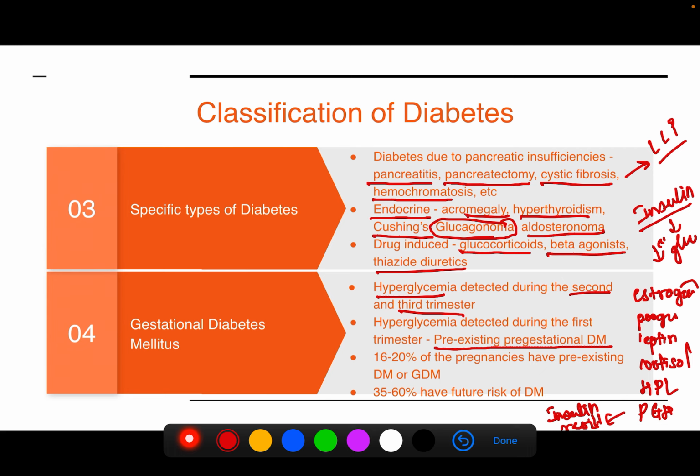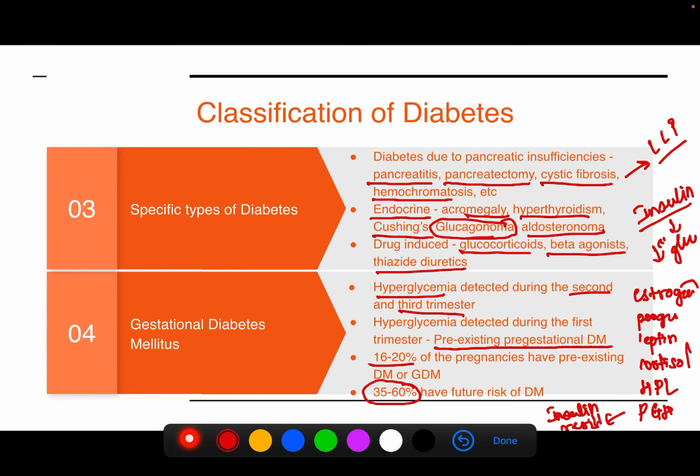Okay. 16 to 20% of the patients have pre-existing diabetes mellitus, or they eventually develop gestational diabetes mellitus. So once there is delivery, or once the pregnancy is discontinued or terminated, the sugar levels will come back to normal. But why this is very important is that in future 30 to 60% of the patients will have a risk of developing diabetes. Okay, so we had four types.